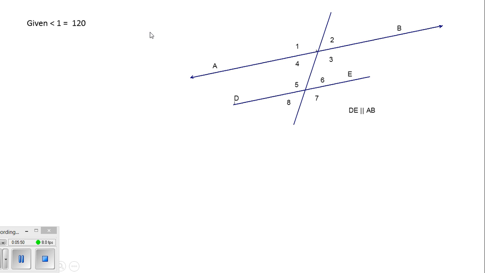Give you one angle. Angle 1 is 120. Bet you can, right? Find the measure of all the other angles. Well, you already know you've got verticals. You've got 120 there at 3, right? Then you know you've got supplementaries. 1 and 2 are supplementary, so 2 is 60.